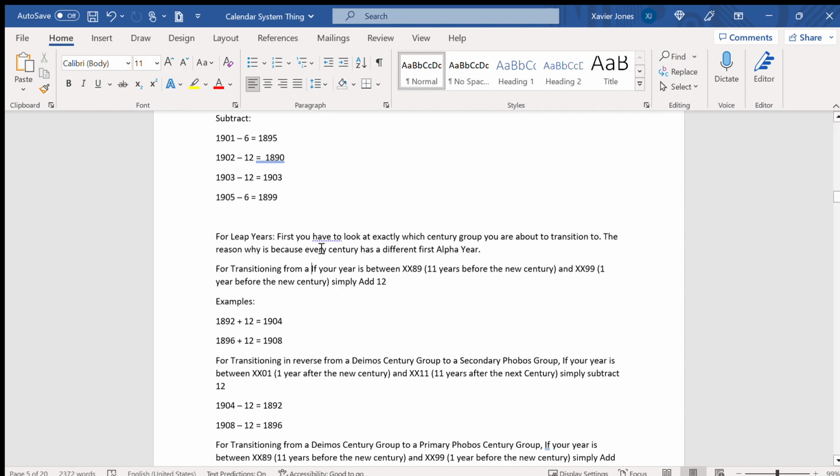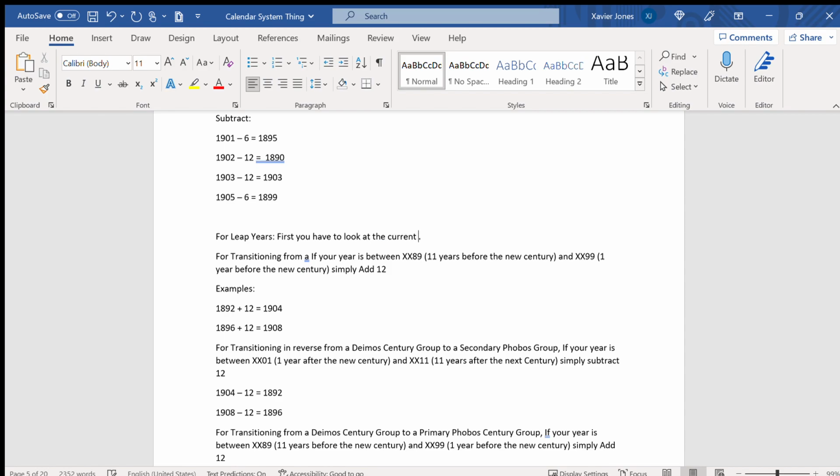For leap years, first you have to look at the current distance to the next century. For transitioning from a, if your year is between XX89, 11 years before new century, and XX99, 1 year before the new century, simply add 12.